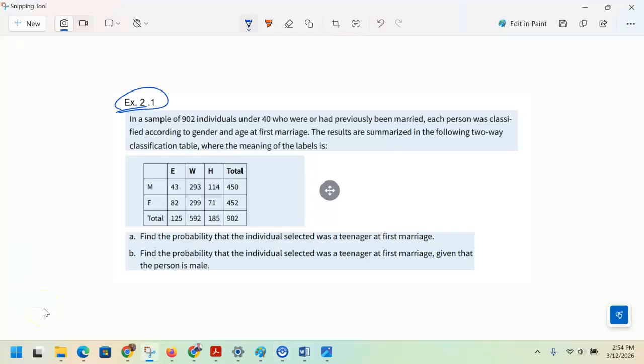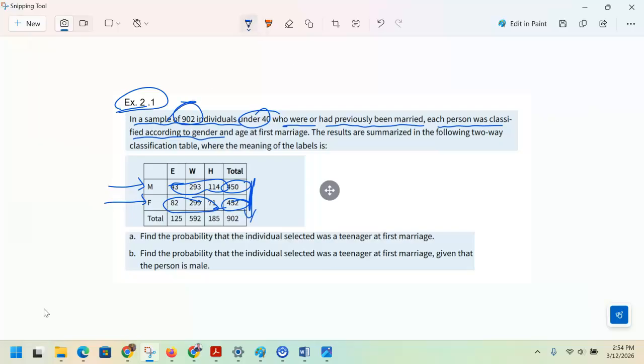Okay, so question number 2 says, in a sample of 902 people under 40 who were or had previously been married, each person was classified according to gender. That means horizontally you can see this is male and female. This means the total number of males married, and this is the total number of females married. If you add these three pieces, it adds to 452, and this together will be 902. That means out of 902.